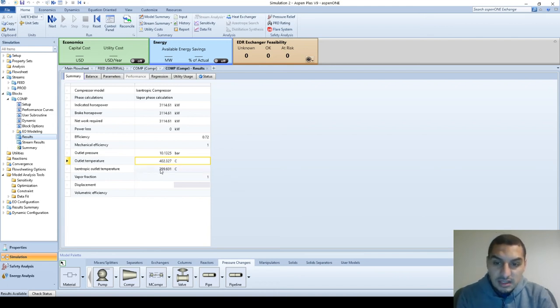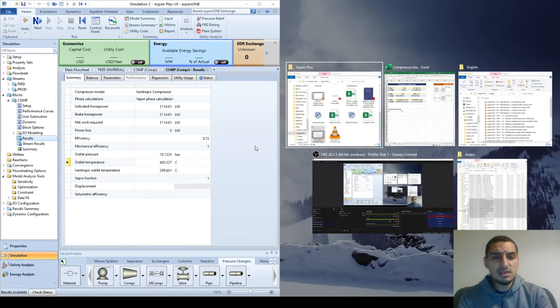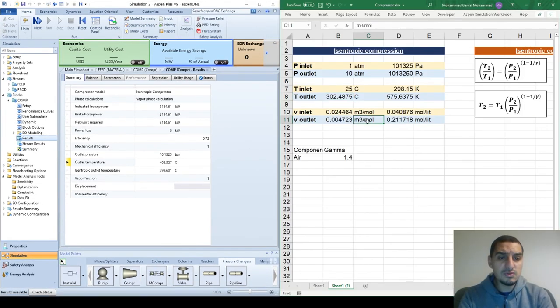This is in case of 100% isentropic efficiency. This is using the 0.72 isentropic efficiency. So it increases the temperature more, and this is because the ideal case is not actually taking place because of this efficiency. Anyways, so let me just show you what I have here.